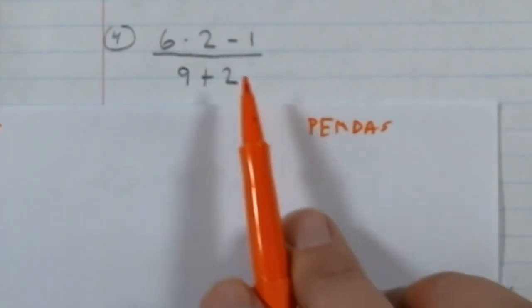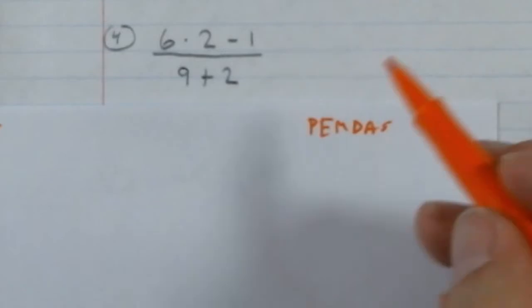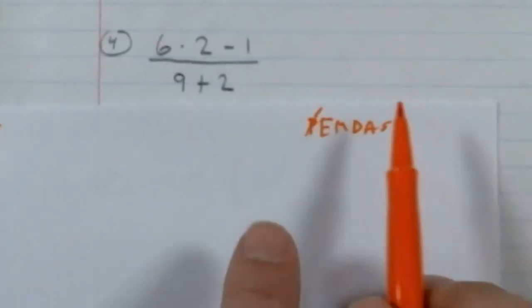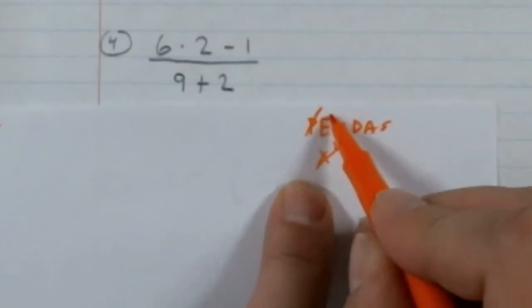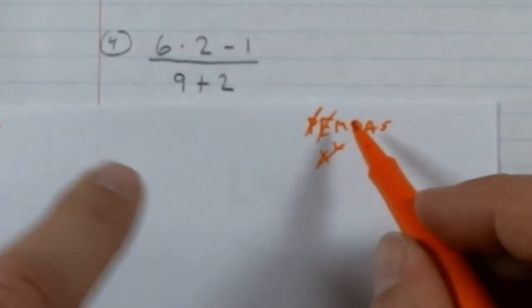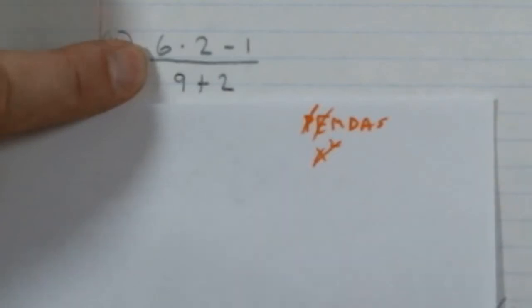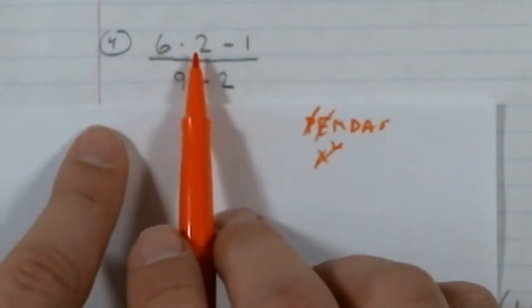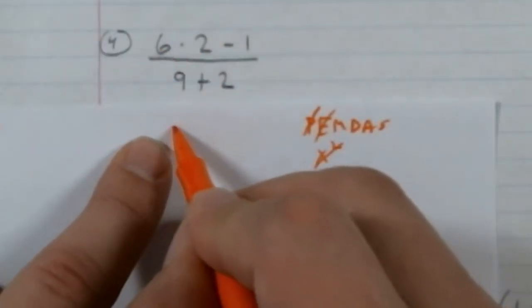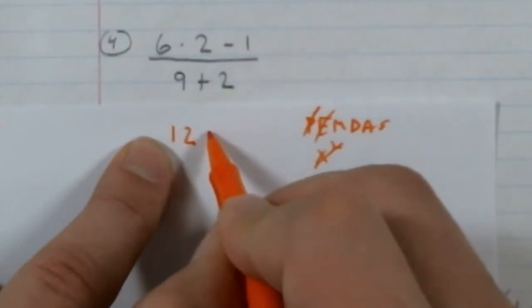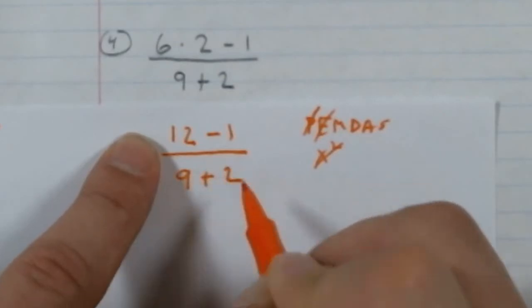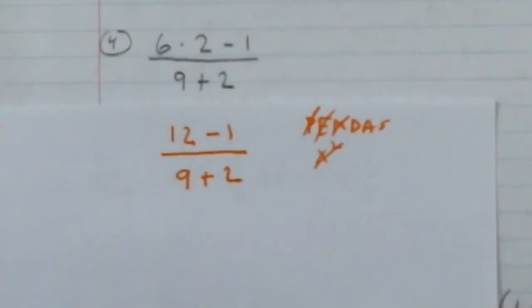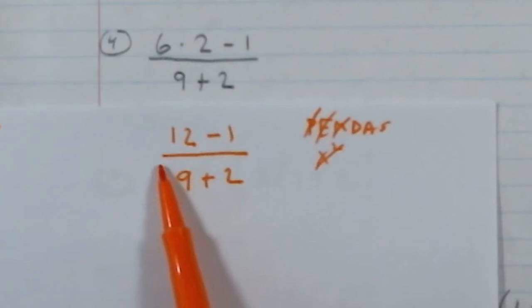Okay, parentheses. No parentheses at all. Okay, so parentheses is gone. Do I have any of those exponents? Any of those x squares or cubes? No. Do I have any multiplications? Yes, I do. Okay, so you have 6 times 2. 6 times 2 is going to be 12 minus 1 divided by 9 plus 2. So multiplication is gone. Do I have any division? I do have a division part.